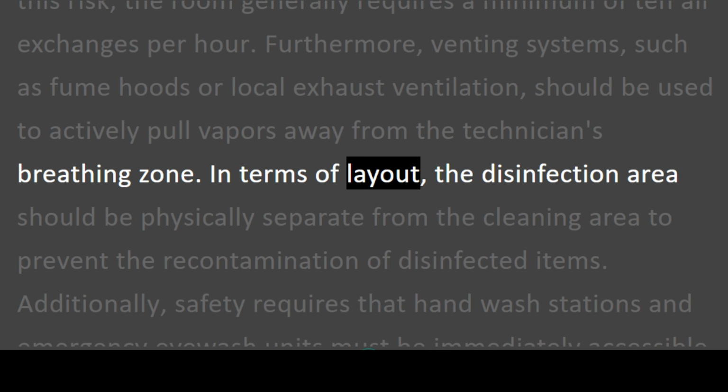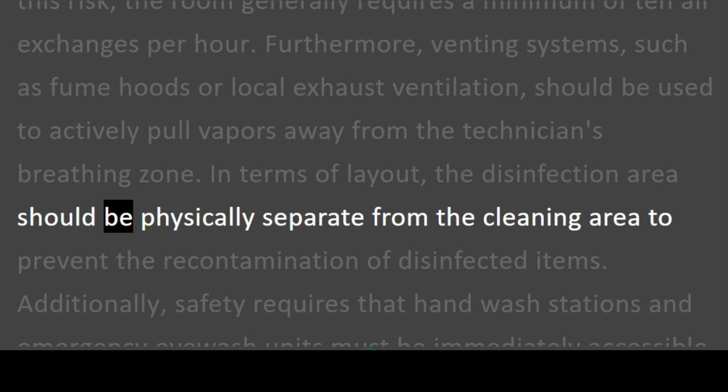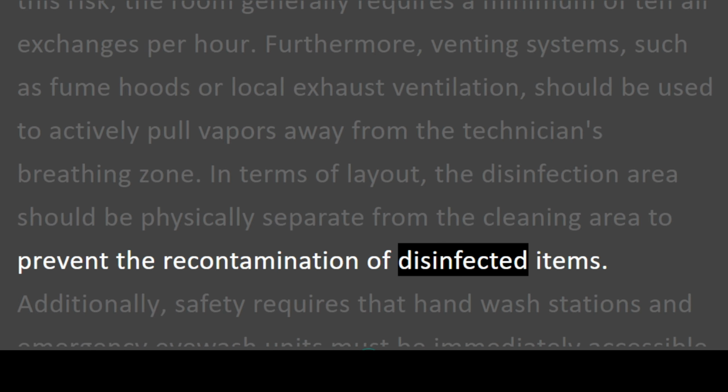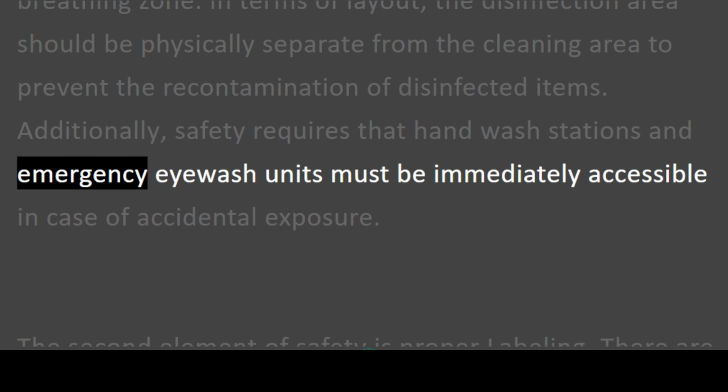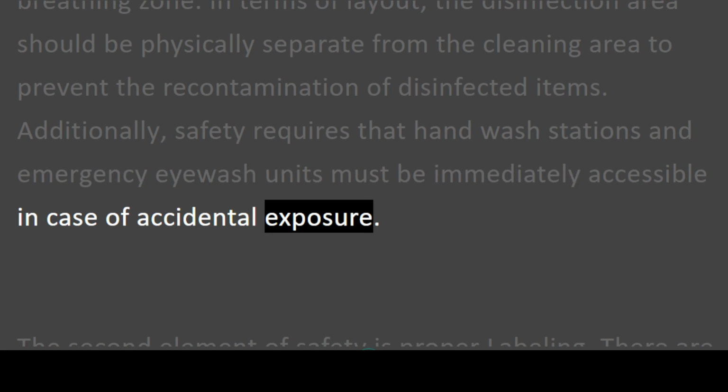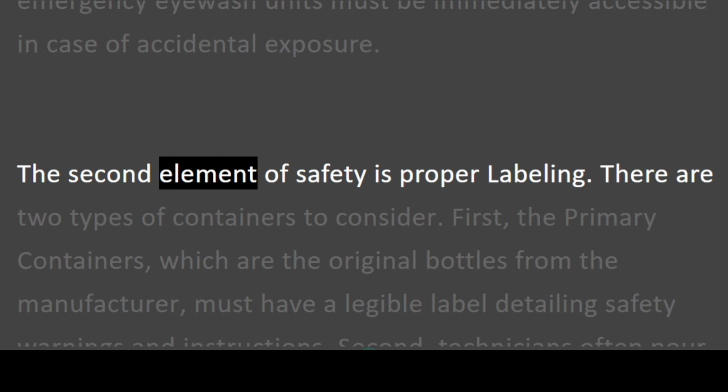In terms of layout, the disinfection area should be physically separate from the cleaning area to prevent the recontamination of disinfected items. Additionally, safety requires that hand wash stations and emergency eye wash units must be immediately accessible in case of accidental exposure. The second element of safety is proper labeling.